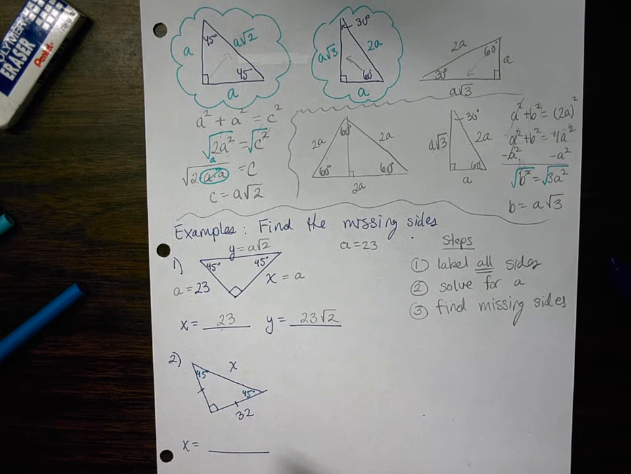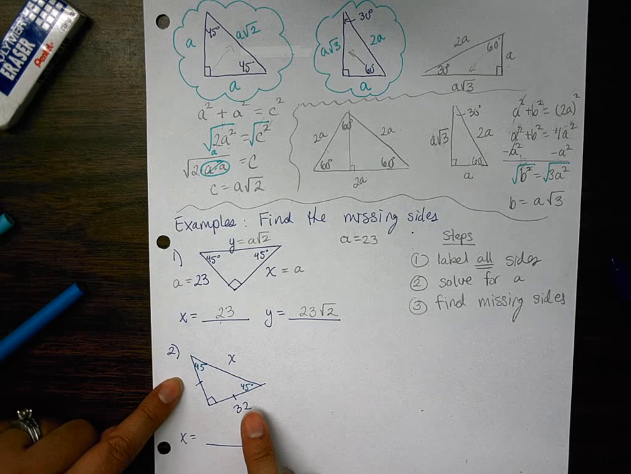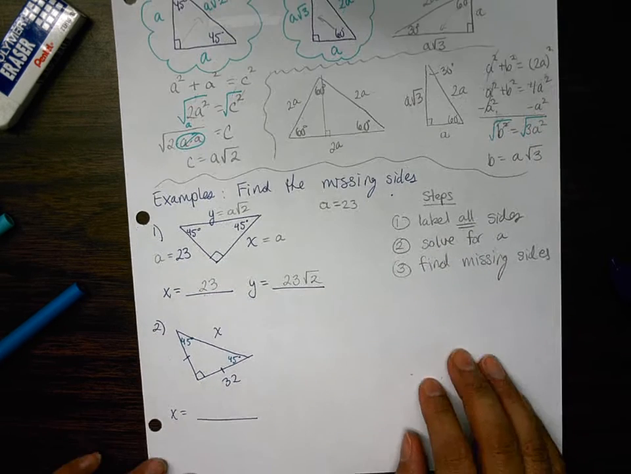What if they only give you 32 and X? Then they're going to put markings like that. So they'll either give you those two markings, or they'll give you 32 and 32. Either or. All right, so let's label all our sides.